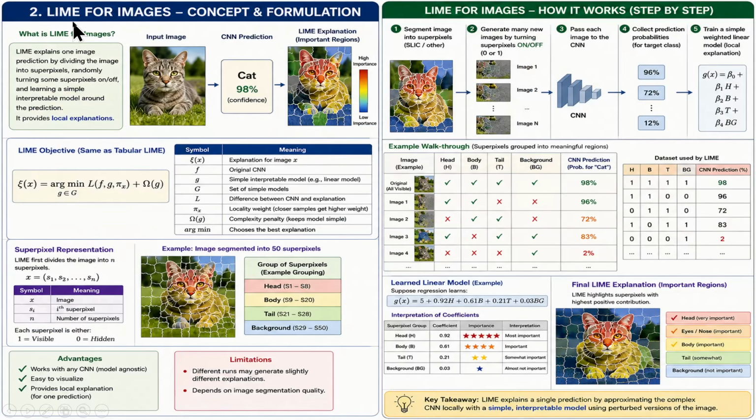Let us look at LIME. LIME, as you know, stands for Local Interpretable Model Agnostic Explanations. LIME explains one image prediction at a time. Therefore, it is called a local method. It divides the image into superpixels. Well, now the question here is, what is a superpixel? It is a collection of individual pixels.